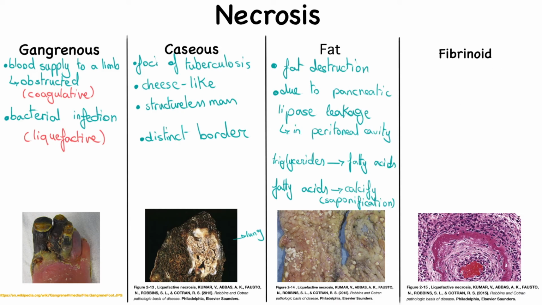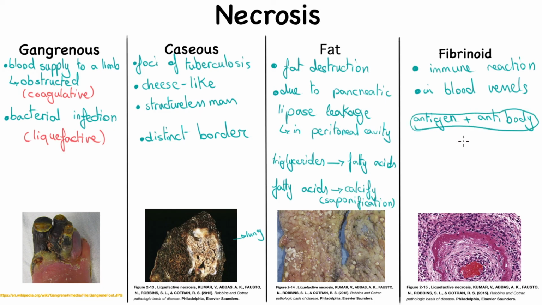Okay, lastly, we have fibrinoid necrosis. This one is a special form of necrosis which involves an immune reaction in the blood vessels. So when we have immune complexes of antigens and antibodies that deposit in the walls of arteries, these deposits combine with fibrin, creating what is called fibrinoid, which literally means fibrin-like. So these fibrinoids have a bright pink look when we stain them with hematoxylin and eosin.